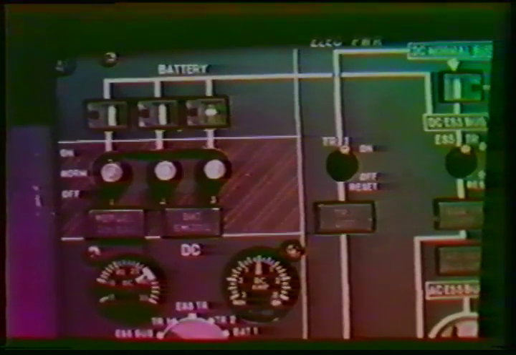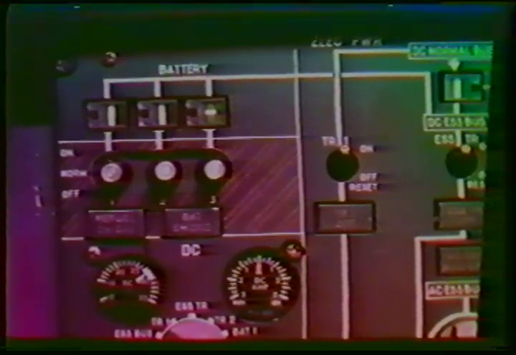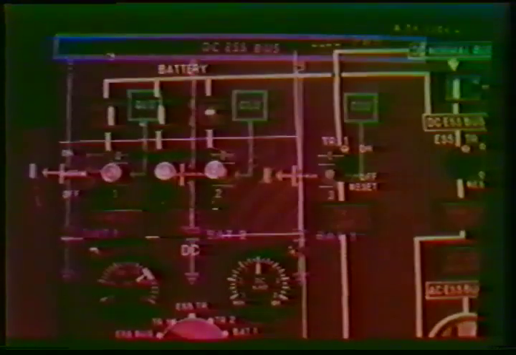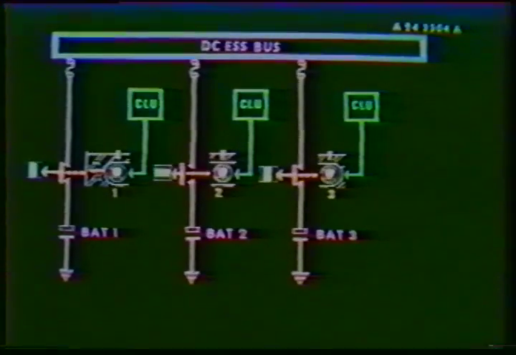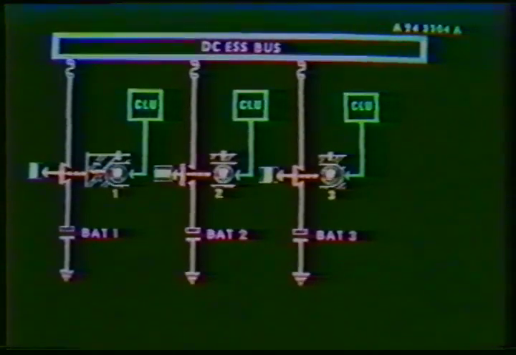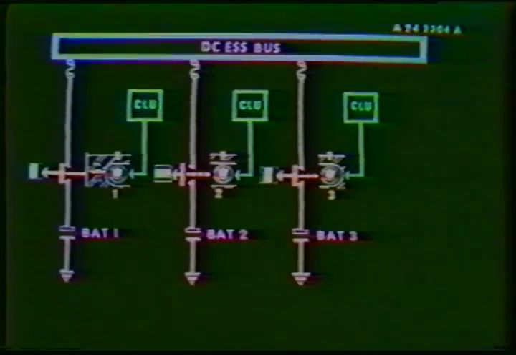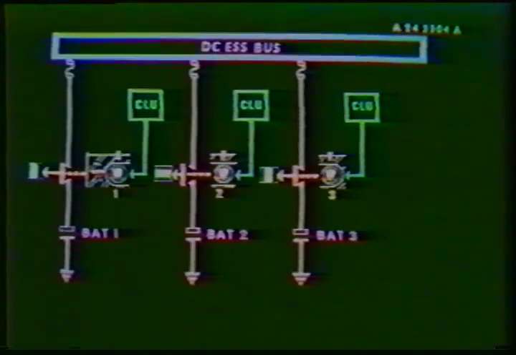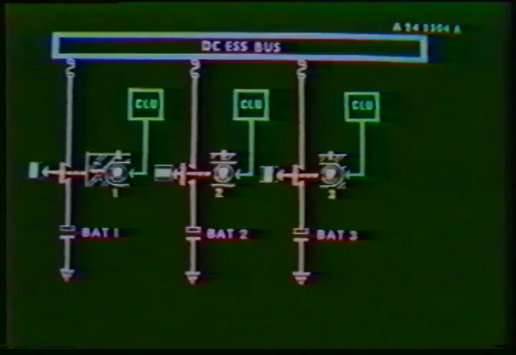The contactors of the 3 batteries are controlled by battery selector switches. When set to normal, the battery contactors are controlled by charge limiter units. These charge limiter units will keep the contactors closed until the battery is fully charged, and then will open the contactors until the DC essential bus voltage drops below a predetermined value. The position of the contactors is shown by a magnetic indicator.